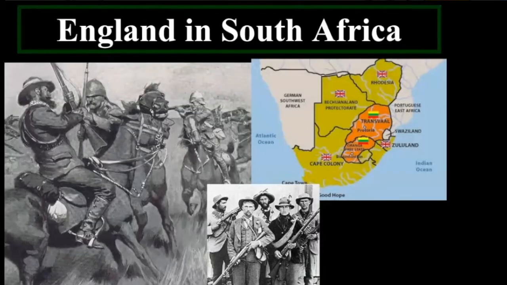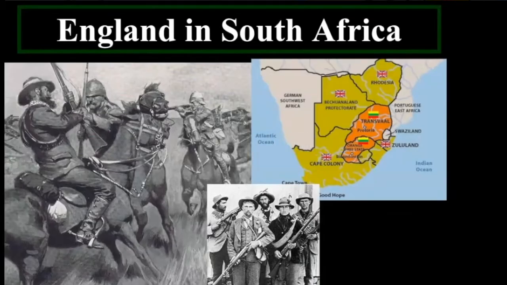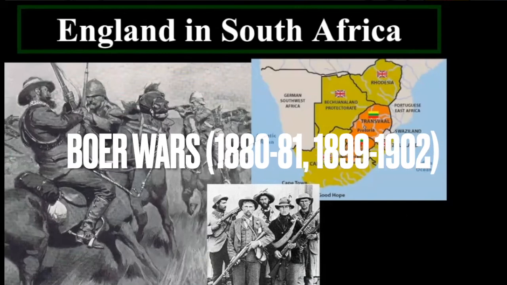These descendants of the 17th century Dutch settlers are known as Afrikaners. They are white settlers from the Netherlands that had settled in Cape Colony. Now, when the British come in, that's going to spark a Boer War, B-O-E-R. There are multiple of these Boer Wars. The first one was in 1880 until 1881, and the second one was from 1899 until 1902.